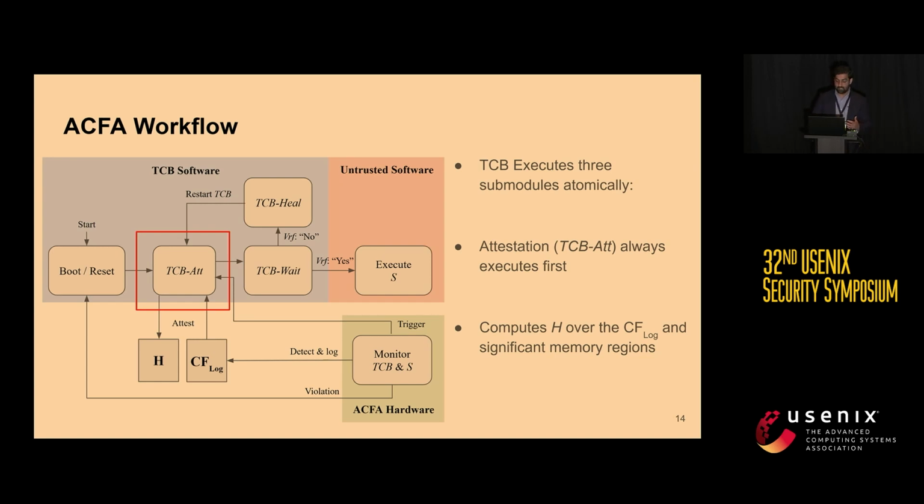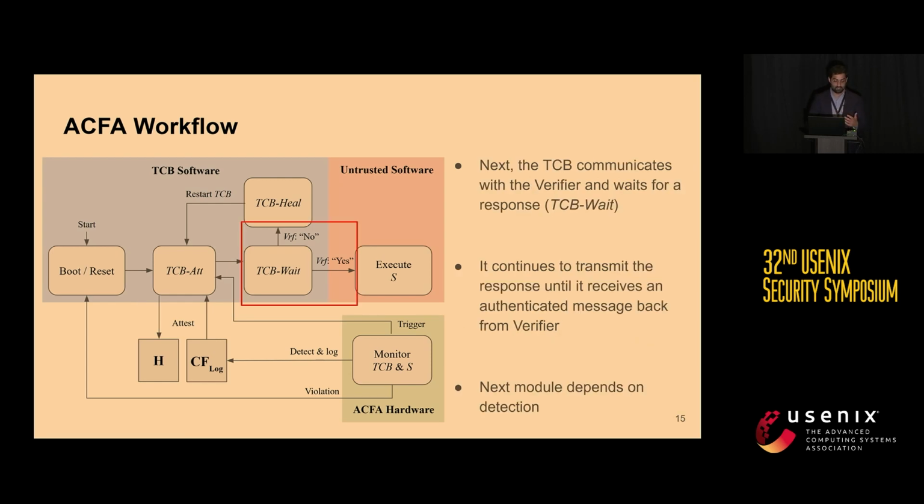After this has been completed, we transition into the second submodule of the TCB called TCB wait. In this module, the prover will be communicating with the verifier the control flow log and the authentication token, and wait for a response. While in this phase, the TCB will periodically retransmit the evidence if it has not heard any response back from the verifier. And with this, we ensure the verifier that once a significant event has occurred and once the hardware has triggered the TCB, it is remaining in a secure state until some response is received.